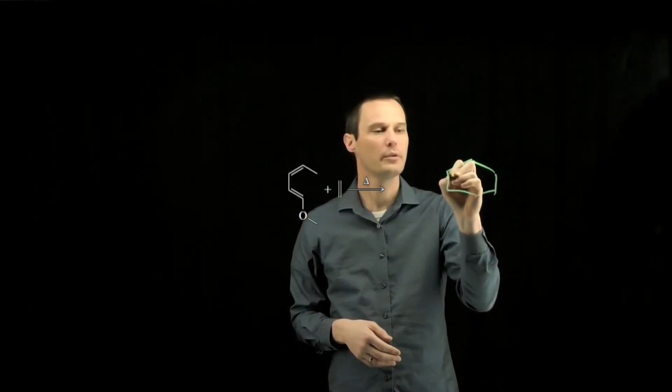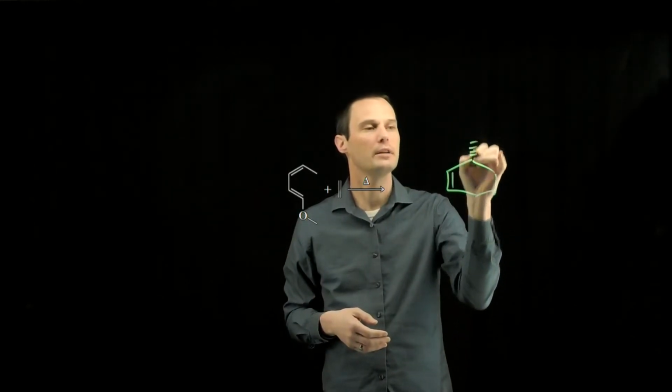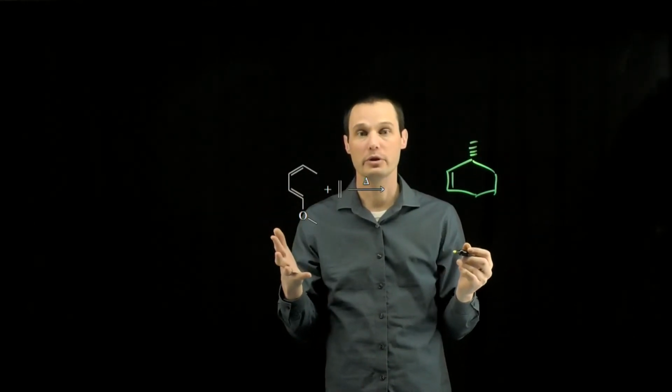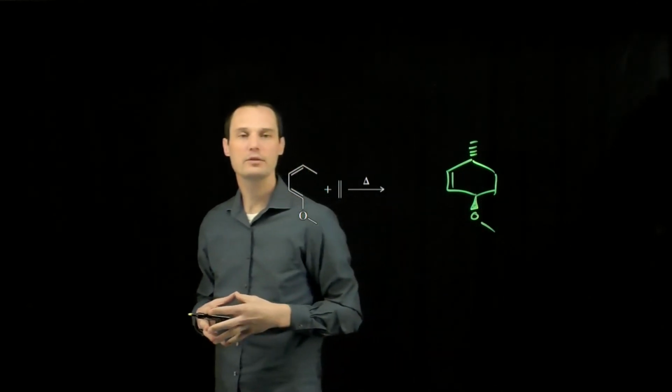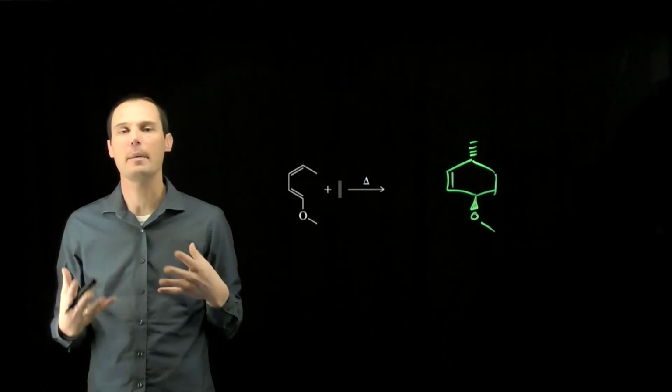So we'll end up with the same skeleton of our product. We'll still end up with a cyclohexene. The methyl group, which we would traditionally draw on a wedge, will be drawn on a dash, and the methoxy group, which we would traditionally draw on a dash, will be drawn on a wedge. This is the product when we draw the Diels-Alder product from the opposite orientation.